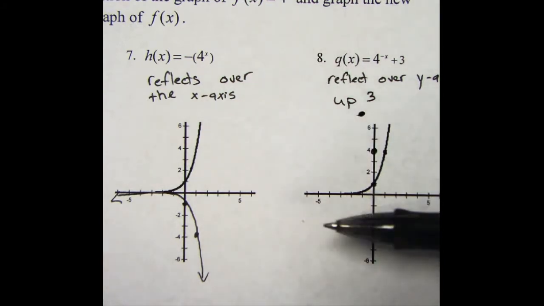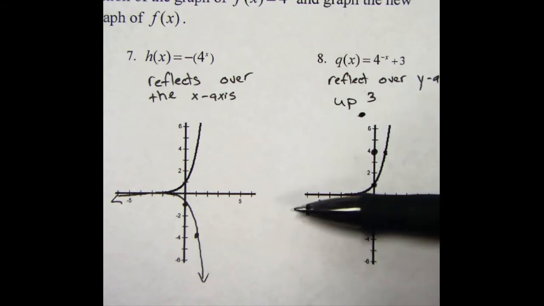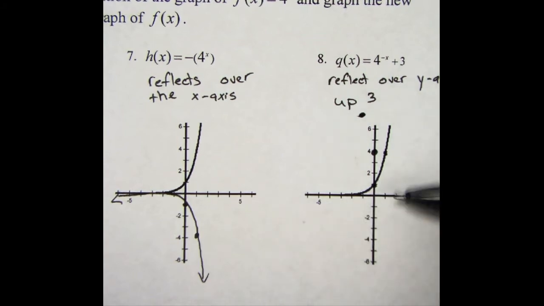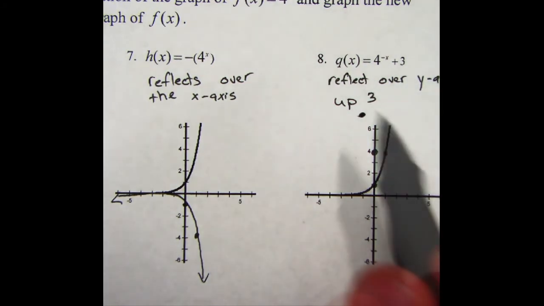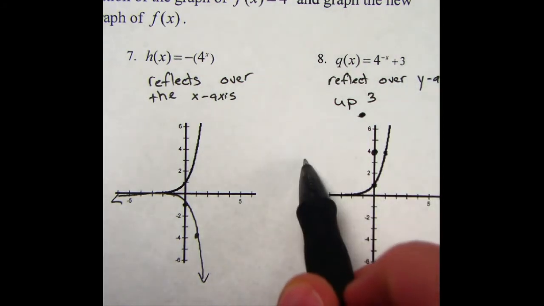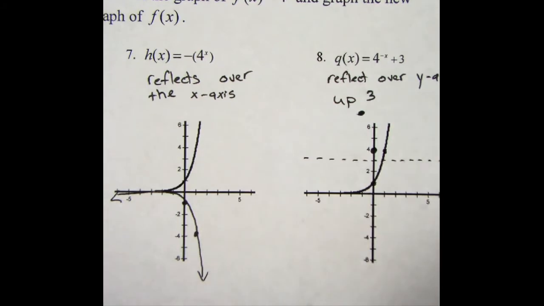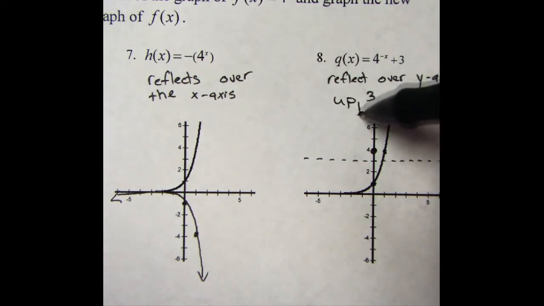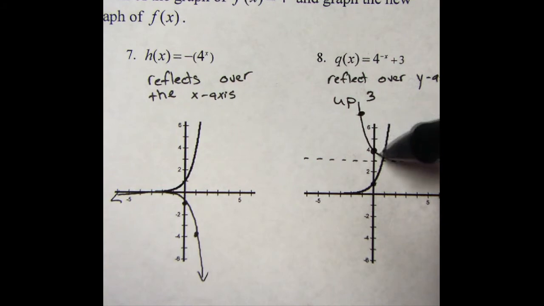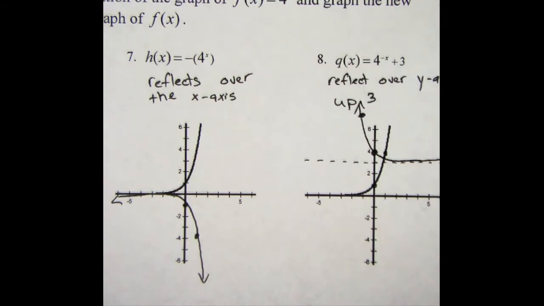Okay, now our asymptote was the x-axis, right? But when we shifted it up 3, our new asymptote is at the positive 3. So I like to kind of draw a dotted line in there. Remember, the dotted lines just help you with the graph so you don't mess them up. Don't really have to do the dotted lines, but that's what I like to do. And then, just so I know that when I'm graphing, I'm not going to go across that line, so I can get a pretty good graph there.